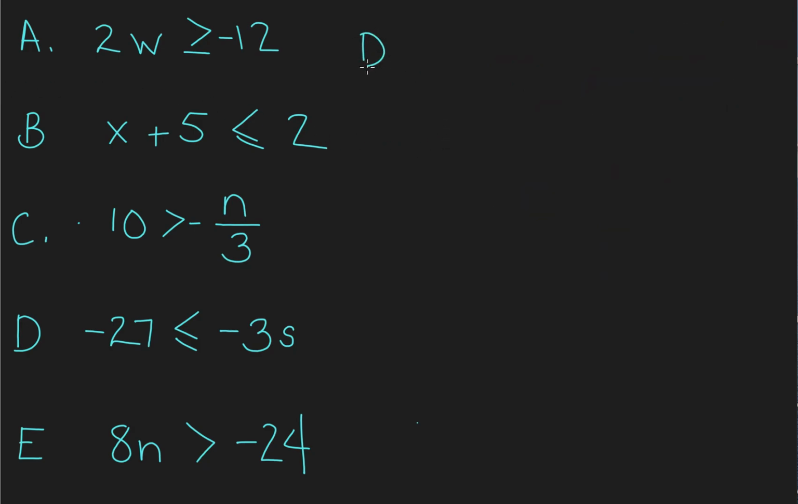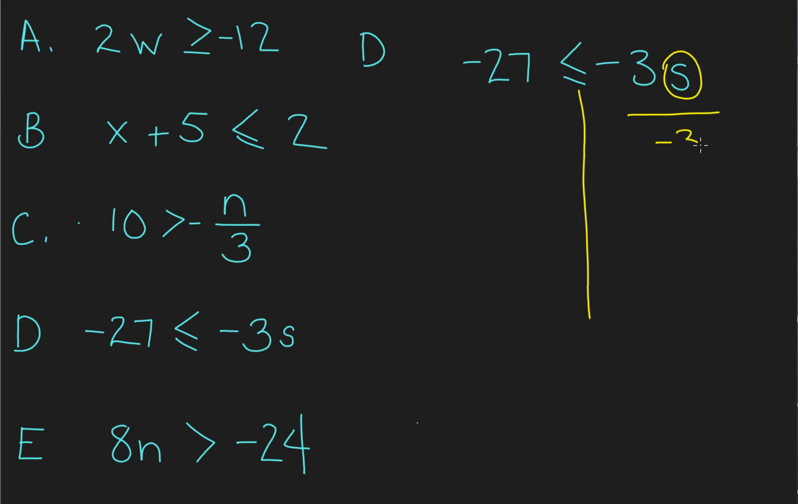D, we have negative 27 is less than or equal to negative 3 times s. So we break our problem in two parts. Remember, our goal is to isolate that s. So we have to move the negative 3. So this is an s times negative 3. We do the opposite, which is divide by negative 3. Negative 27 divided by negative 3 is a positive 9.